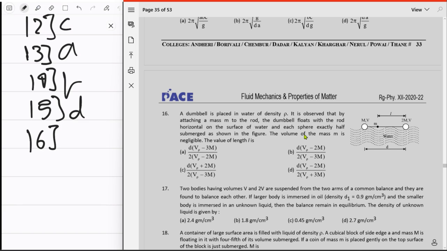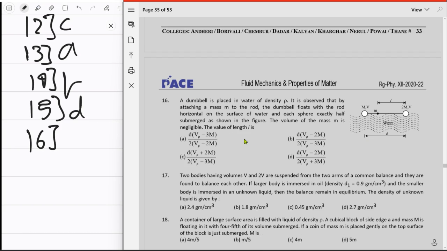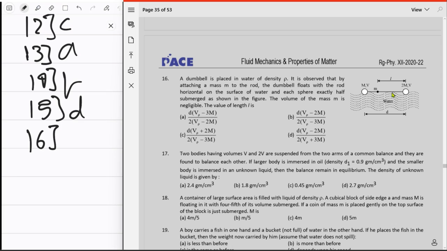So the volume of mass m is negligible. Wait, what? A mass m to the rod. Oh, the volume is negligible, not the mass. Sorry. The value of the length L is. This thing is L, and the total length is what?